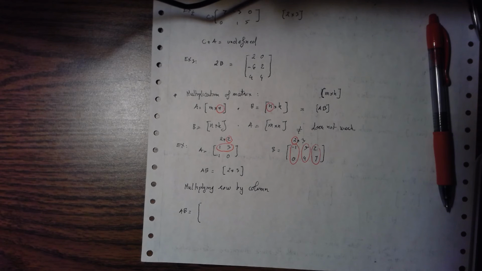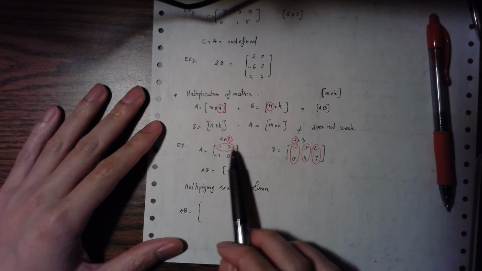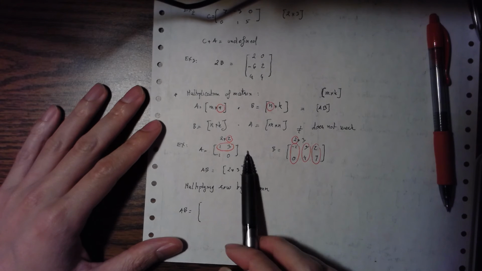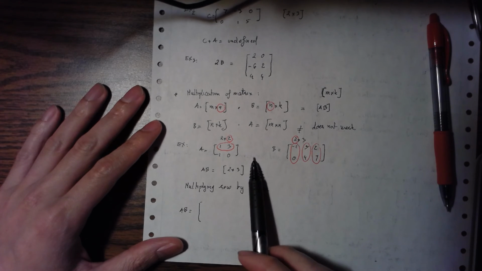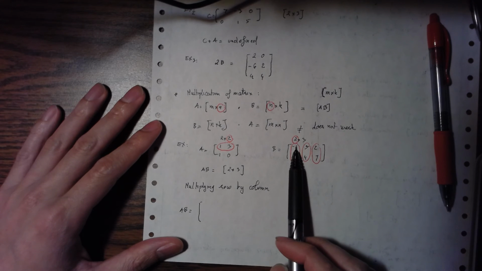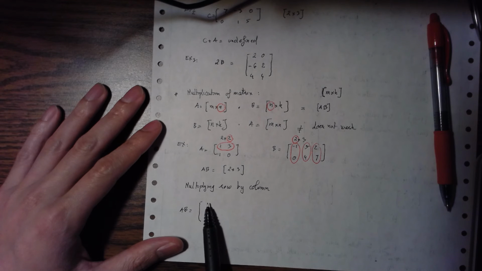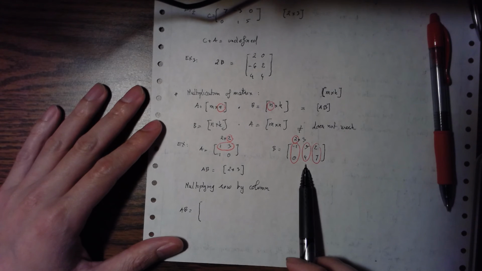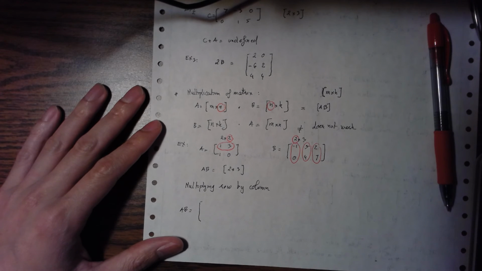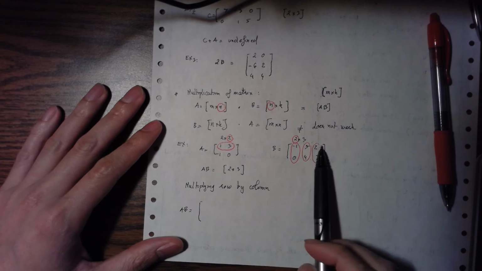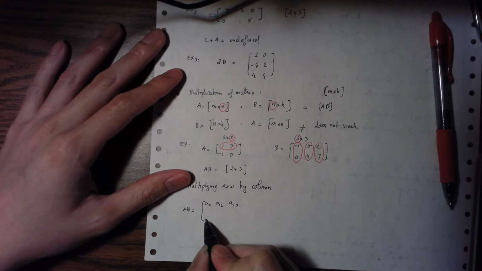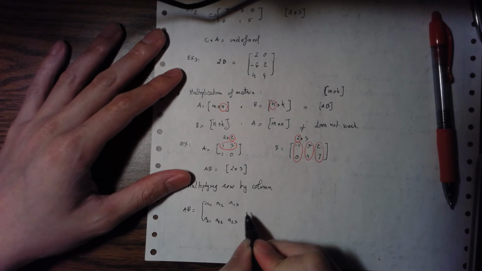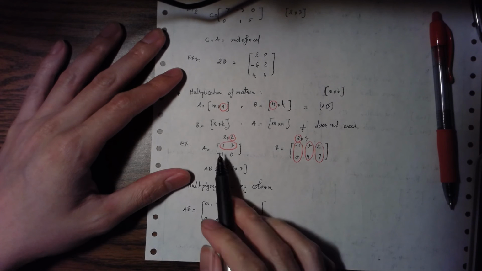This is how you do it. You multiply the first row by the first column, first row by the second column, first row by the third column. Then second row, first column, second row, second column, second row, third column. First row, first column gives you the first entry, A11. Then first row, second column will be A12, then A13. So over here will be A11, A12, A13, A21, A22, A23, right?